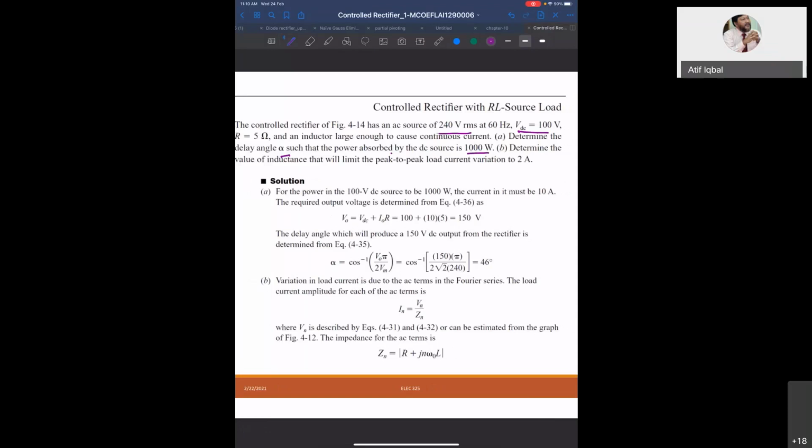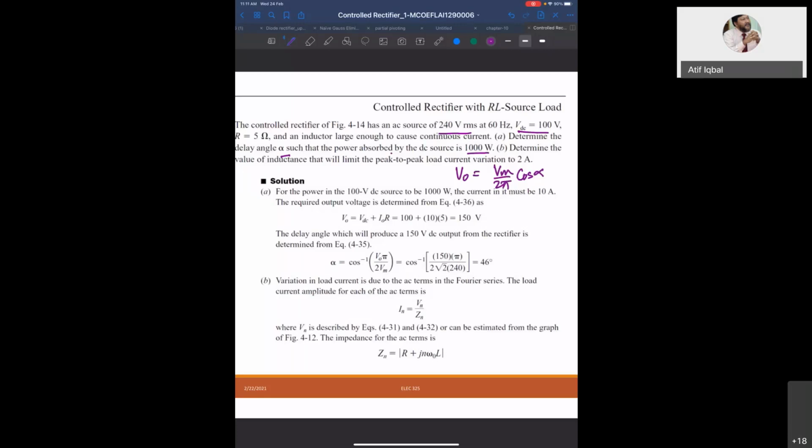So how do we get the angle alpha? You know that the output voltage is equal to 2Vm/π cos α. So if we know V0, then we can find out cos alpha. Okay, so what is the output voltage? Output voltage is not given, only VDC is given. How can we find the output voltage?